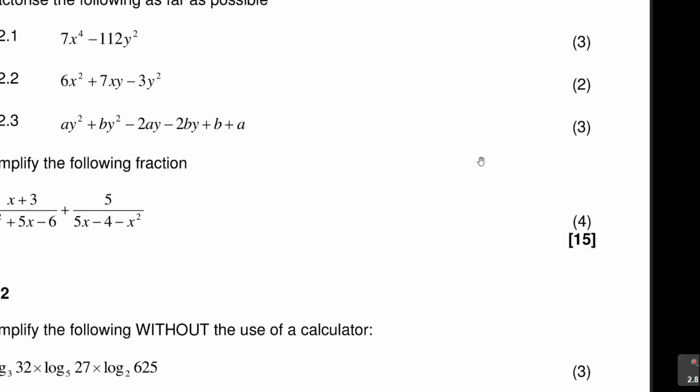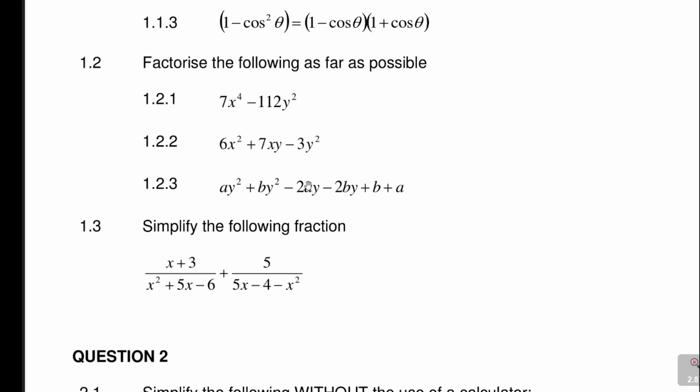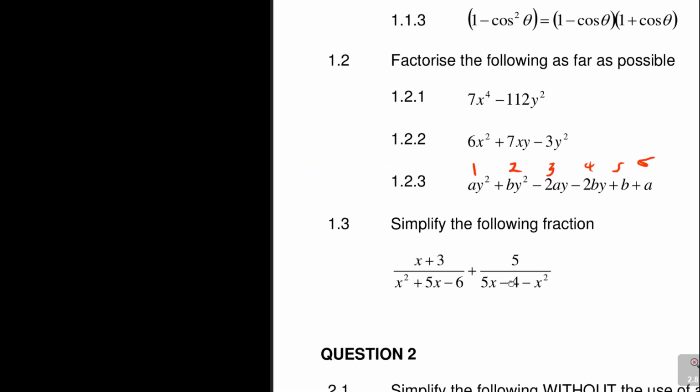What are they saying here? You need to factorize. I counted the terms: 1, 2, 3, 4, 5, 6, which means you're going to group them in 3s, or a group of 2. You can even take these 2 and these 3 and see if there is anything common. If not, you rearrange everything and bring things that are common together. So what can we see?